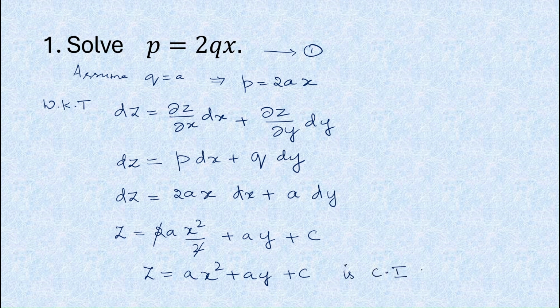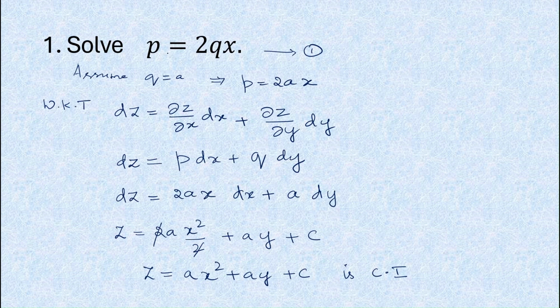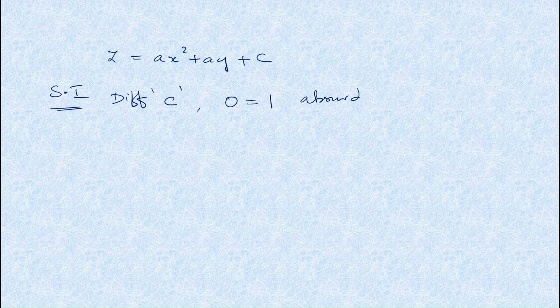Next is to find the singular integral. To find the singular integral, let us consider the complete integral, which is equal to ax square plus ay plus c. Now we have to differentiate partially with respect to c. While differentiating partially with respect to c, we have 0 is equal to 1, which is an absurd result. So we can conclude that there exists no singular integral.